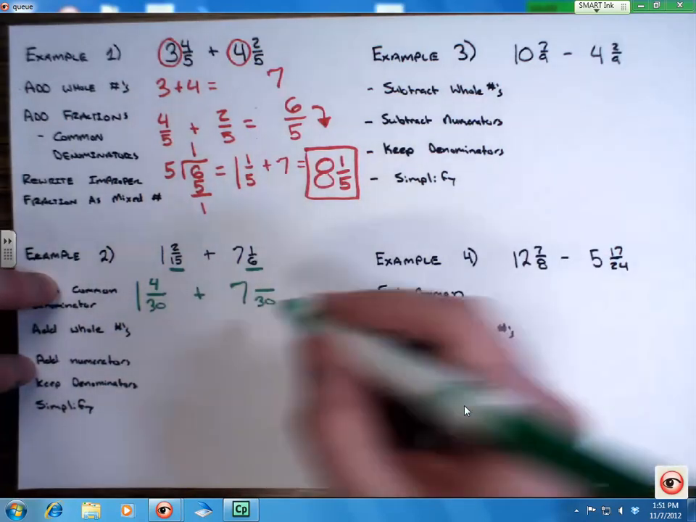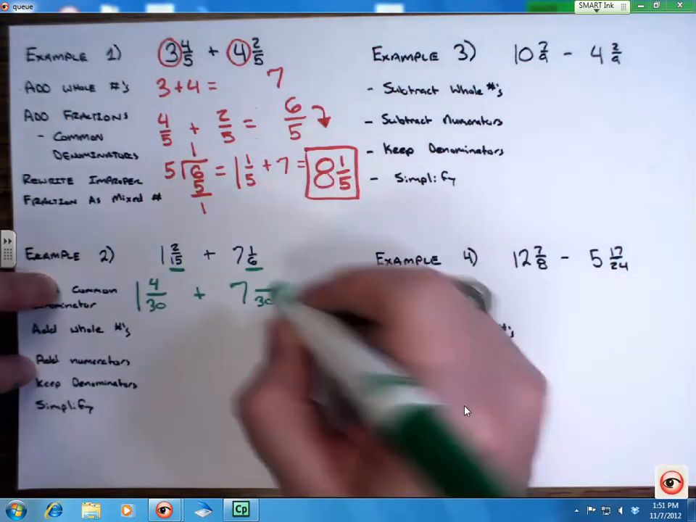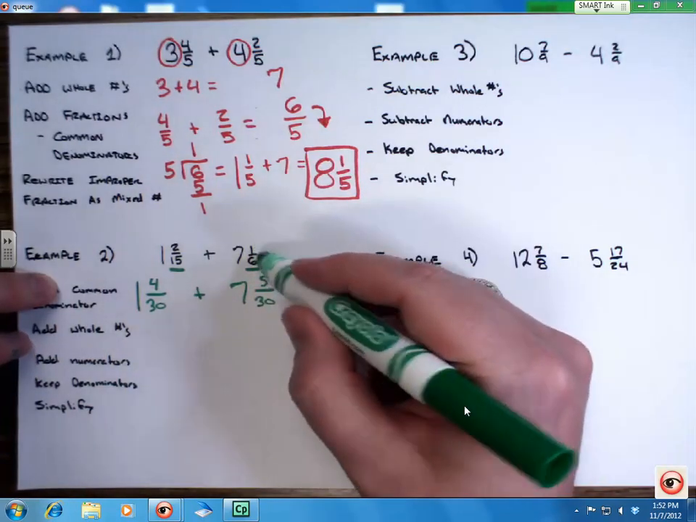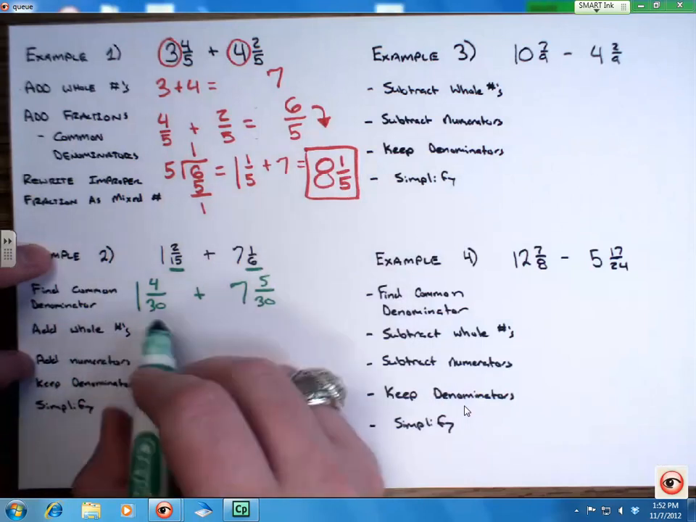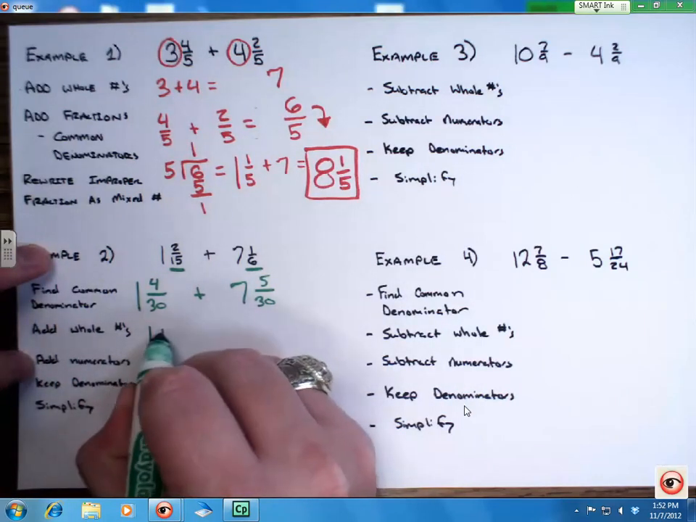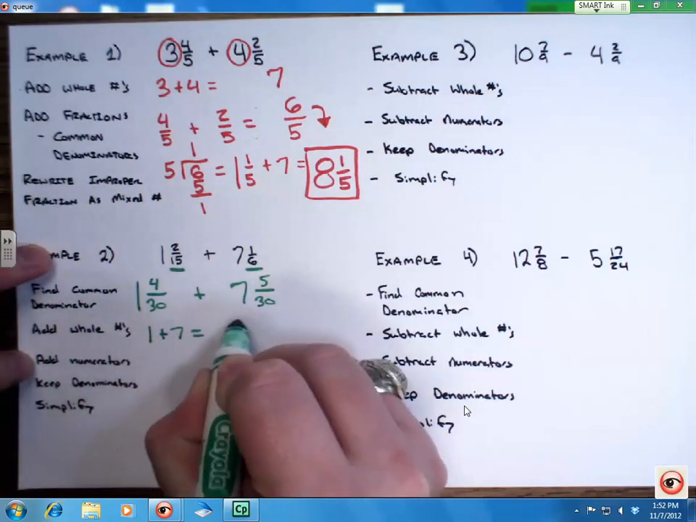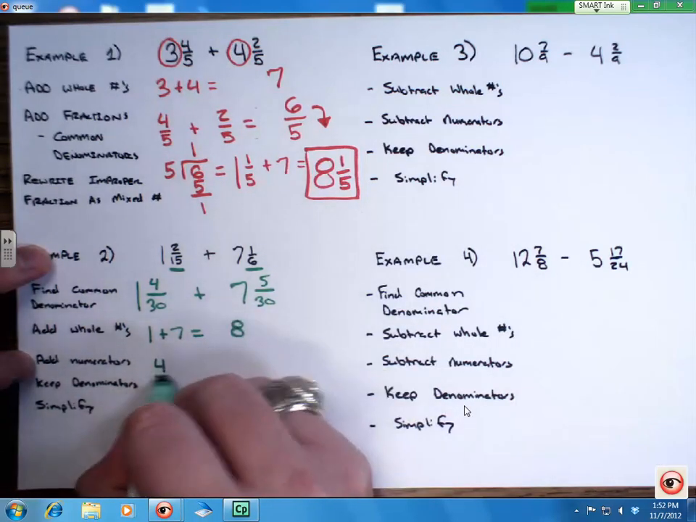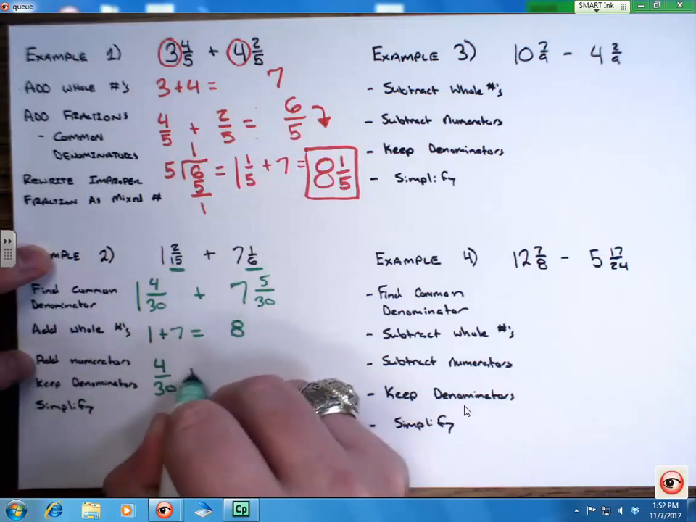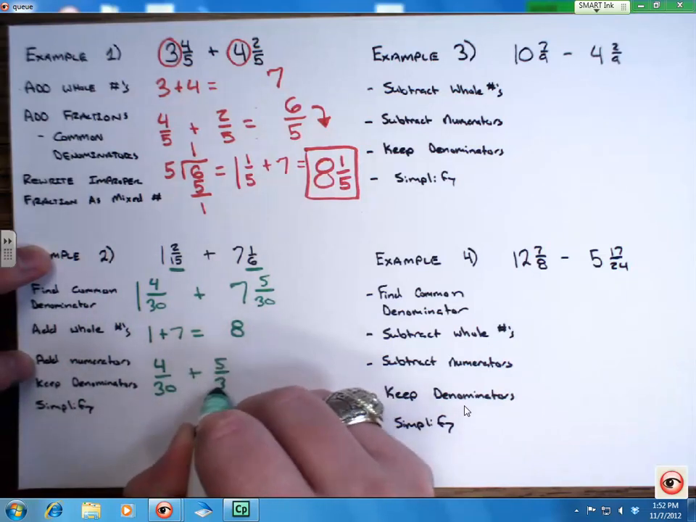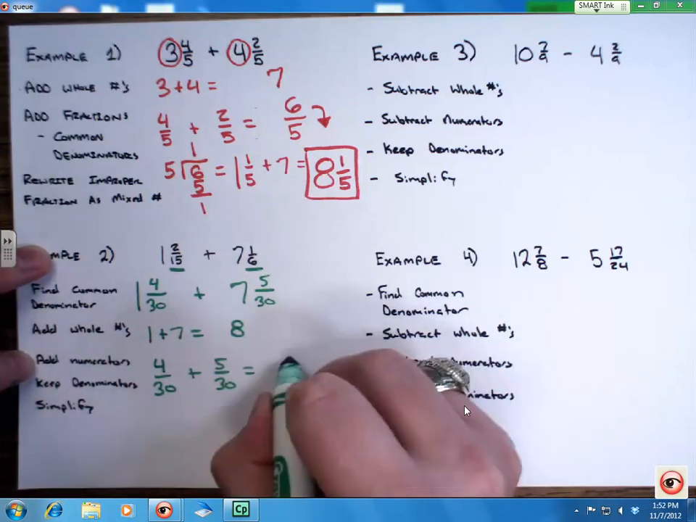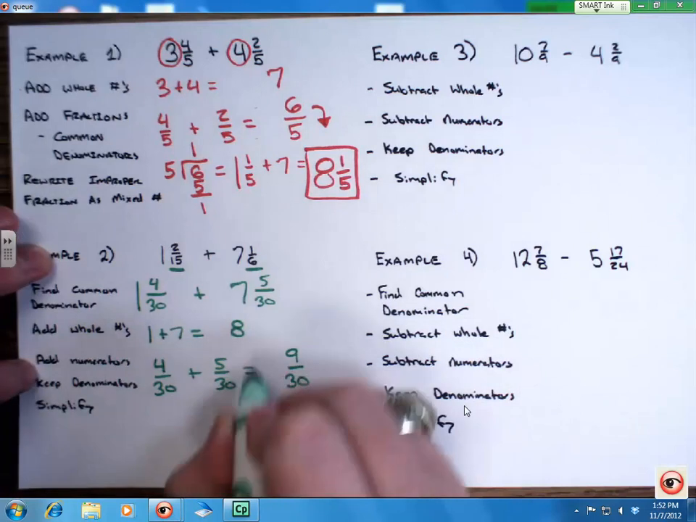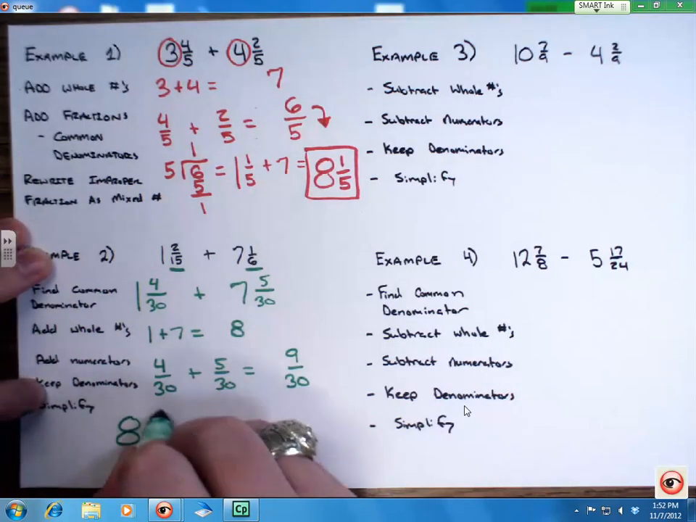All right, what about 7? What is 7 going to become? Yeah, 5 over 30, because 6 times 5 is 30, and 1 times 5 is 5. All right, now we can add our whole numbers up. So we'd have our 1 plus 7, which gives us our 8. Now we need to add our fractions. So I'm going to take our fractions with our common denominators. 4 plus 5 is 9. Denominator stays the same. So that's going to be 8 and 9/30.